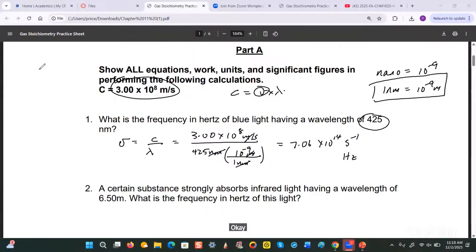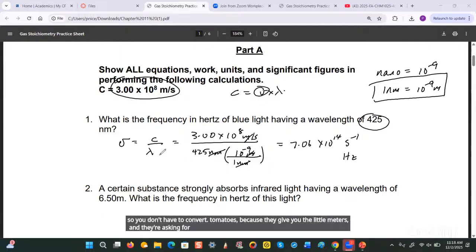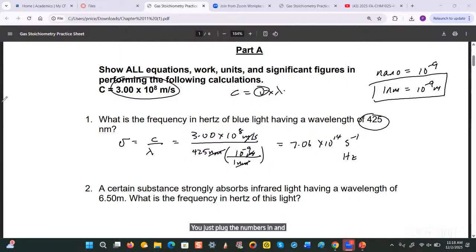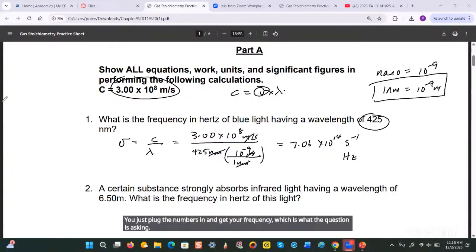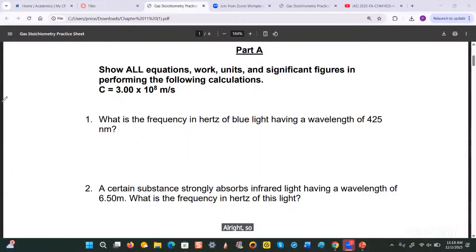Okay, so if you understand number 1, you should be able to do number 2. Basically, it's the same thing. They gave you the length. In fact, it's even easier because they gave you the length in meters. So you don't have to convert to meters, and they're asking for the frequency. So it's the same equation you're going to use. You just plug the numbers in and get your frequency, which is what the question is asking. All right. So I'm going to leave that for you to do.